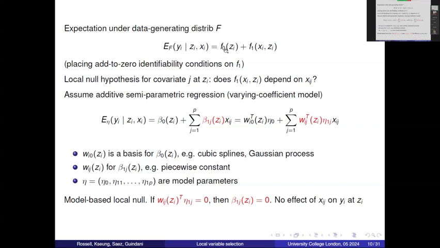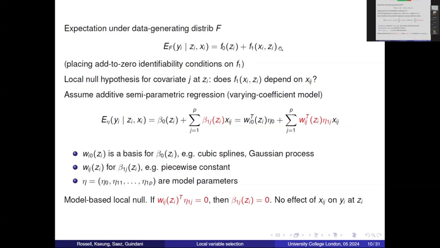I'm going to write it in this particular way. Of course, this is a conditional expectation, just a function of x and z, so I could make do with just having f1 in here. The reason I add f0 is that I want to interpret f0 as the baseline, the average value of the outcome, and F1 as deviations from that baseline mean. To do that, I need to place some sum-to-zero identifiability constraints on F1.